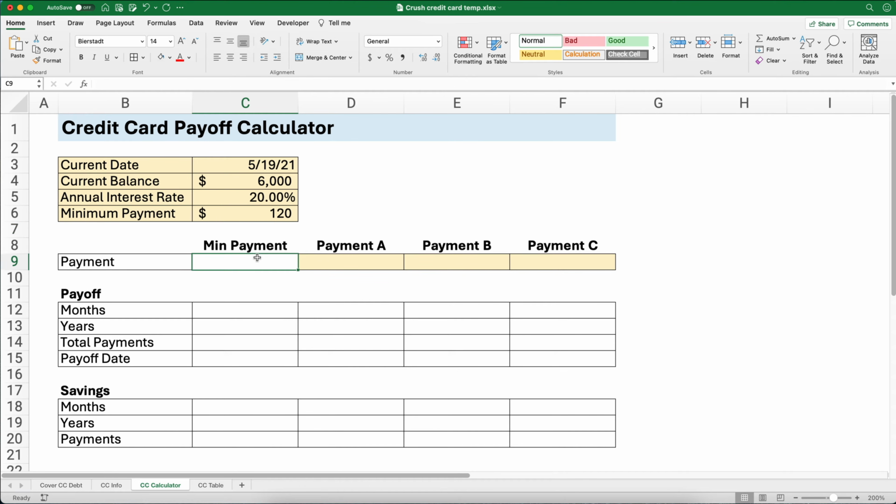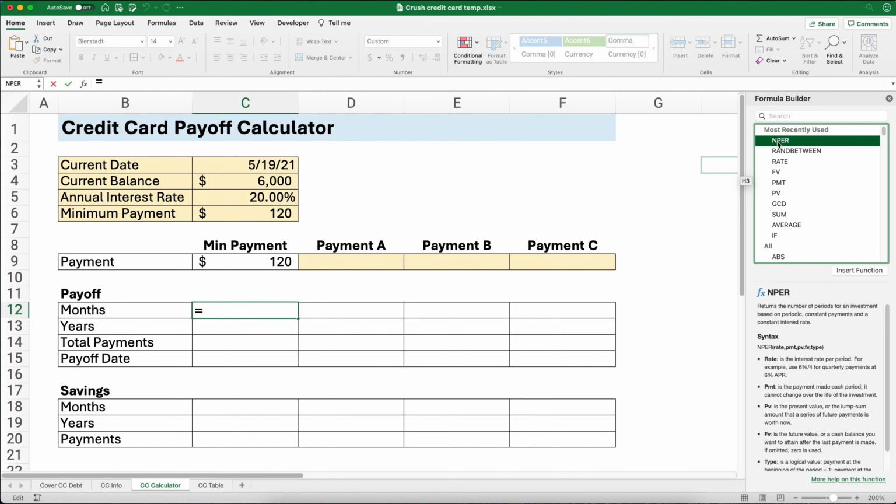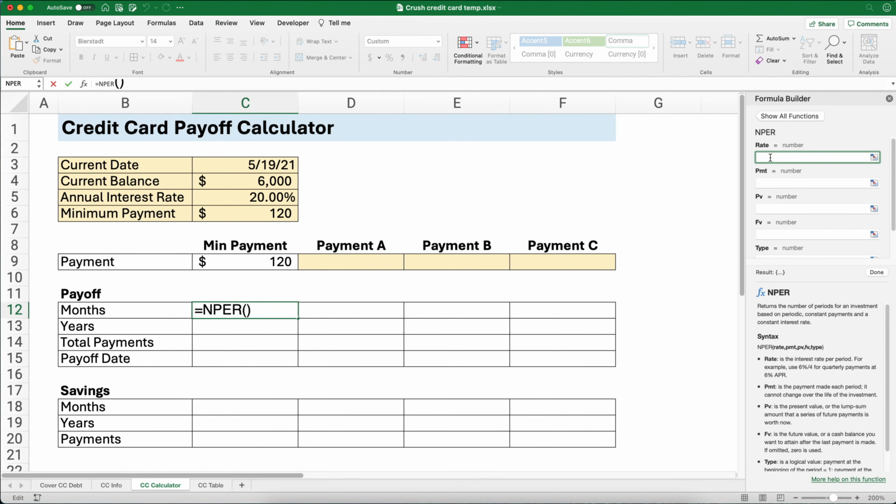So let's assume our minimum payment. What would happen? How many months does it take to pay off our minimum payment? Well, this is a number of periods problem, so I'm going to use the formula builder here. So the number of periods, it's going to calculate months because it's a monthly problem. So we're going to take our interest rate, and we'll make it absolute because I'm going to copy it across. Divided by 12 because we want a monthly rate.